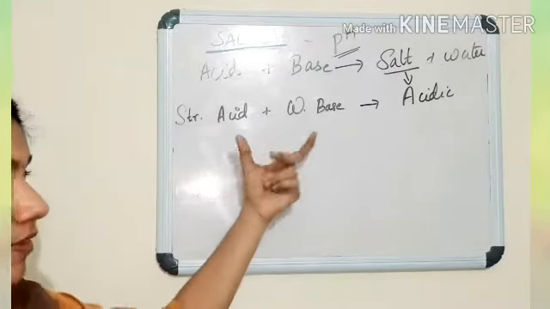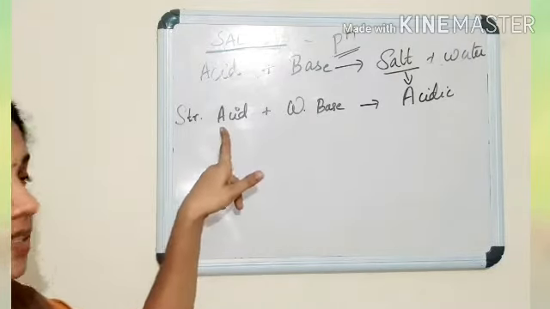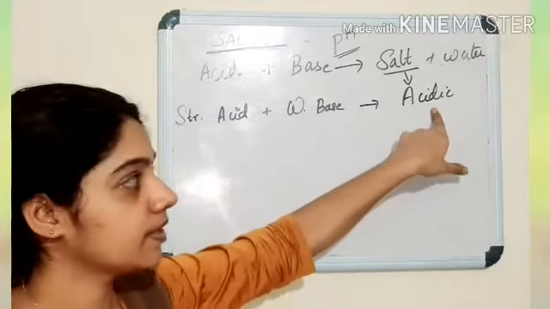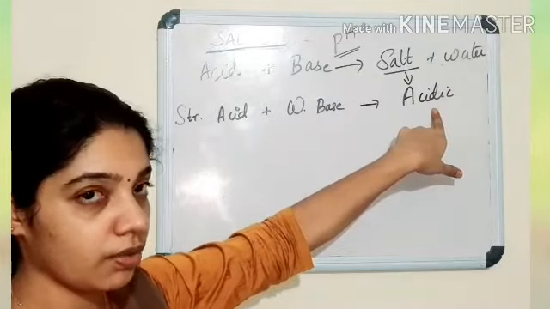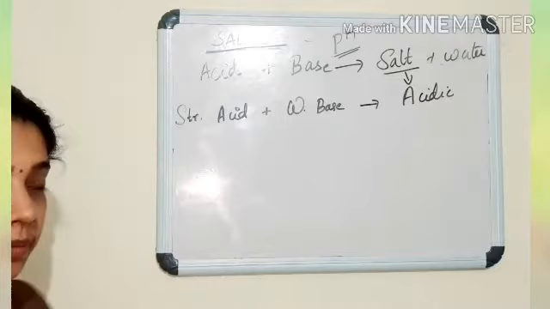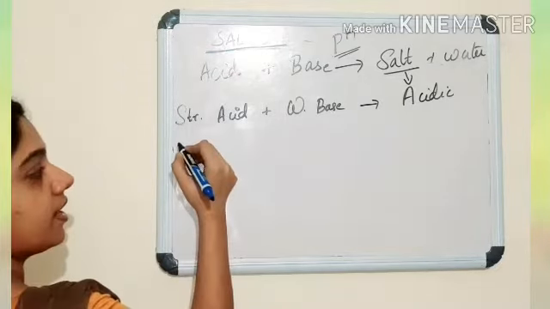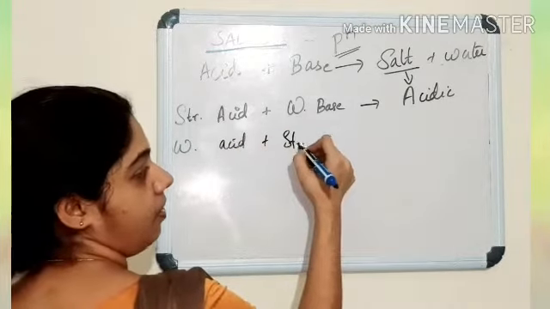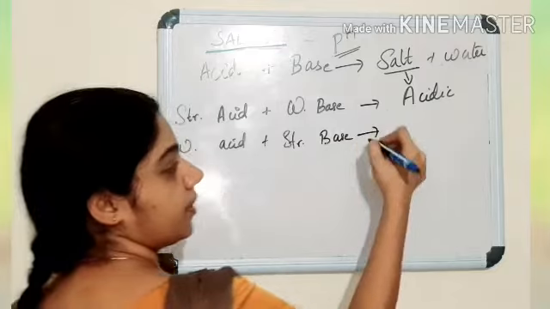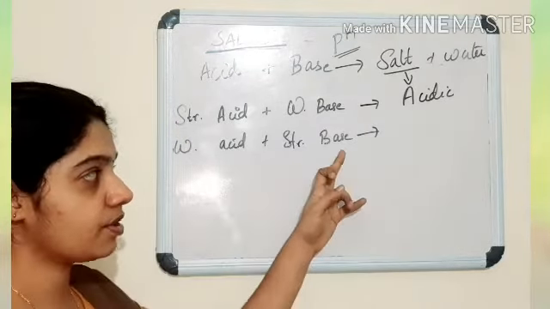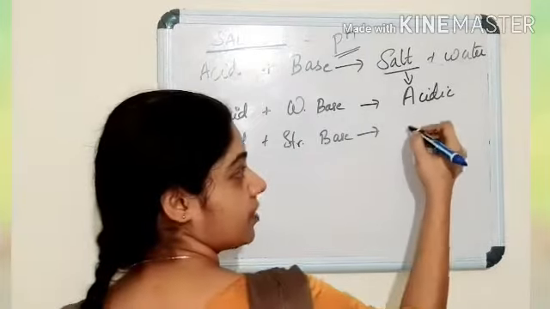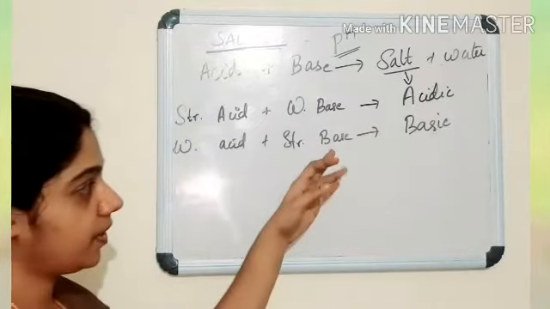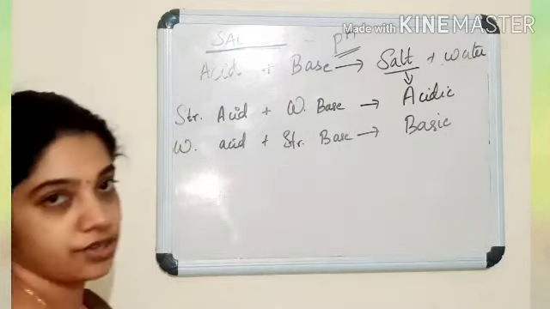So what will happen when they are mixed together? A strong acid means it has a lot of H plus ions in it. So even if they are reacting together, the salt produced will be showing more acidic character. Okay, now we can look at just the reverse. If it is prepared from a weak acid and a strong base, then the salt which is produced will be showing basic character because it is produced from a weak acid and a strong base.